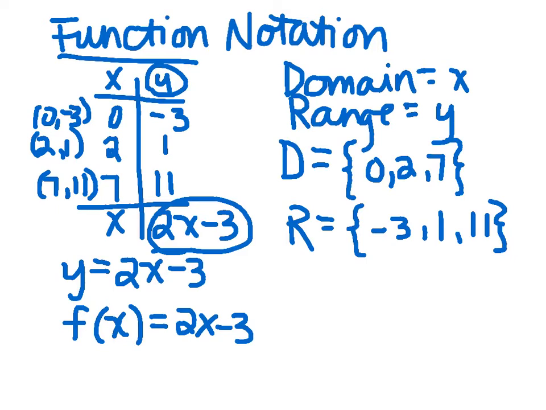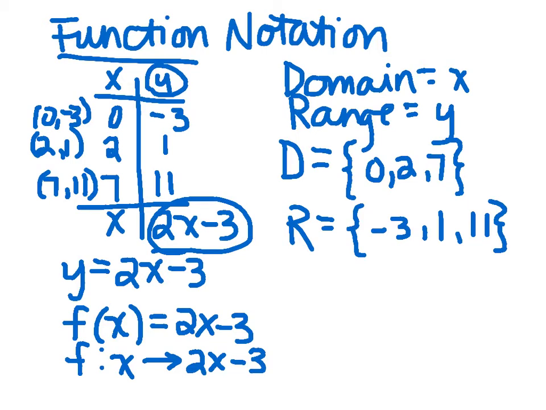We could also use arrow notation. Again, it's complicated just because it looks complicated. Mathematically, it is not complicated. It just means the rule for this function is 2 times any x minus 3.